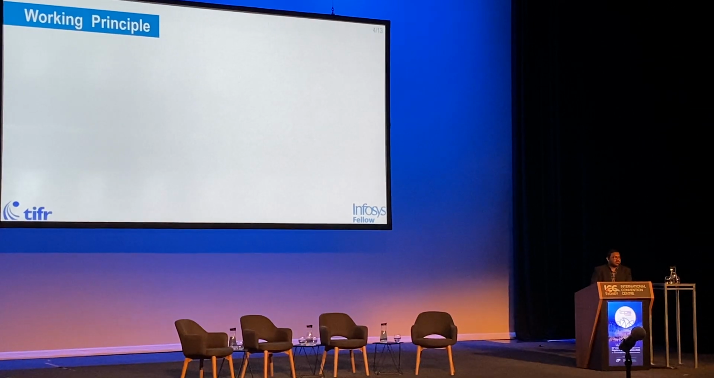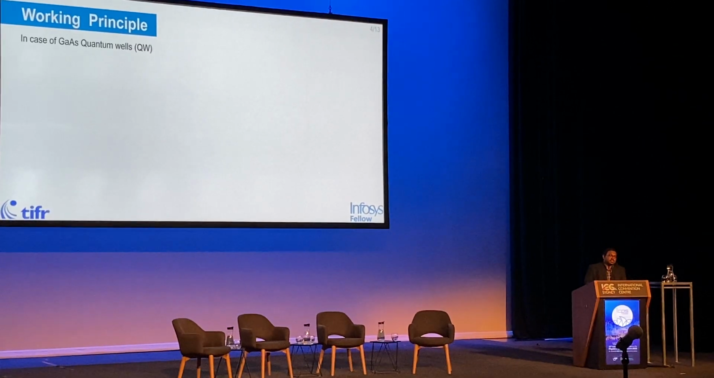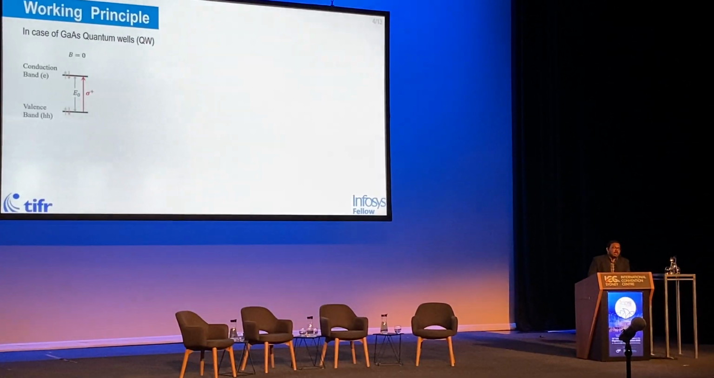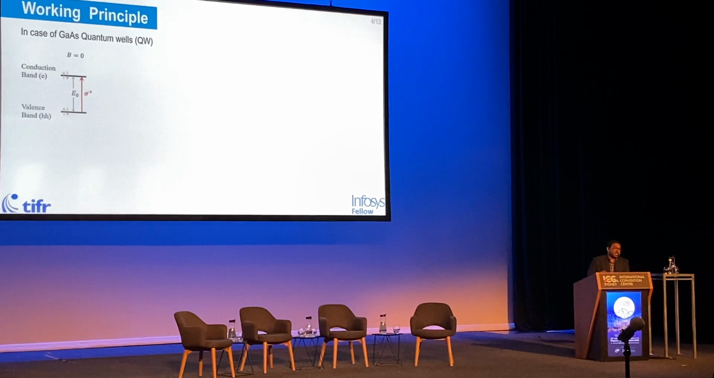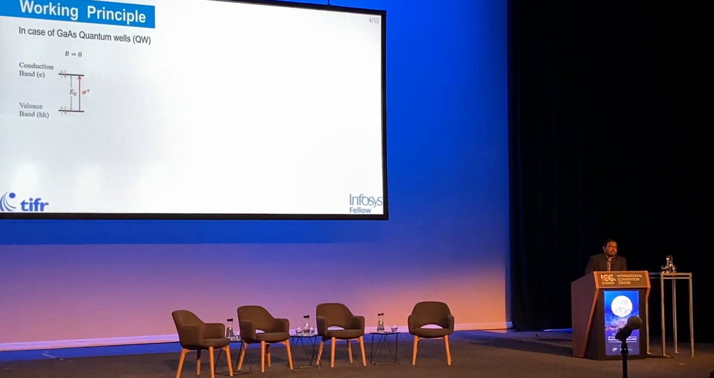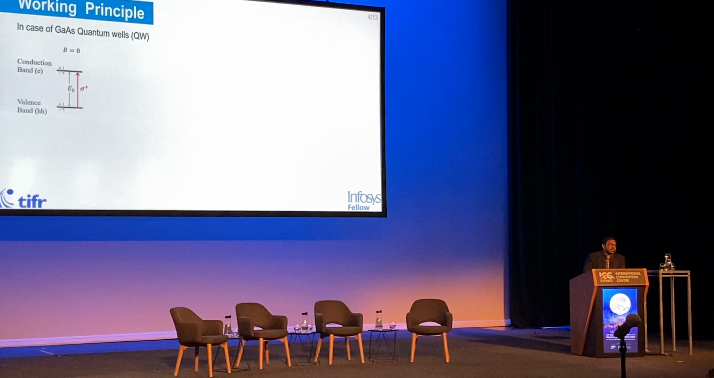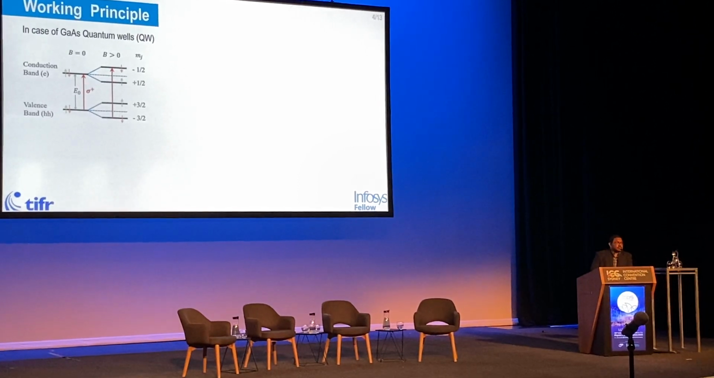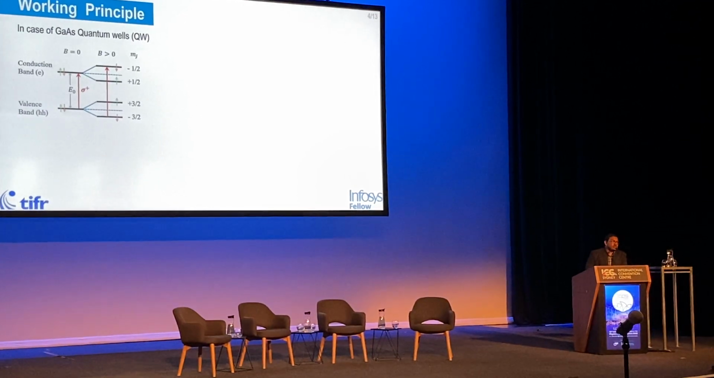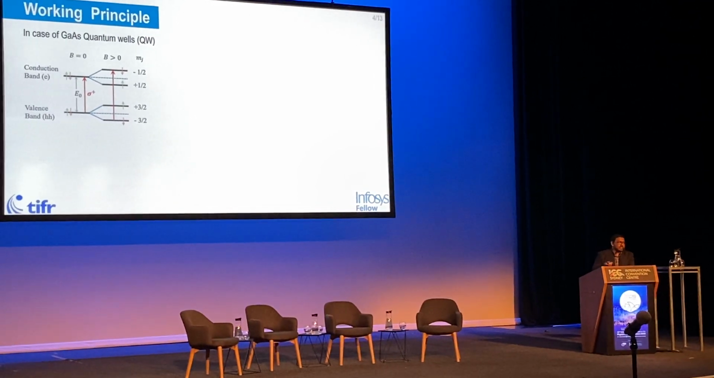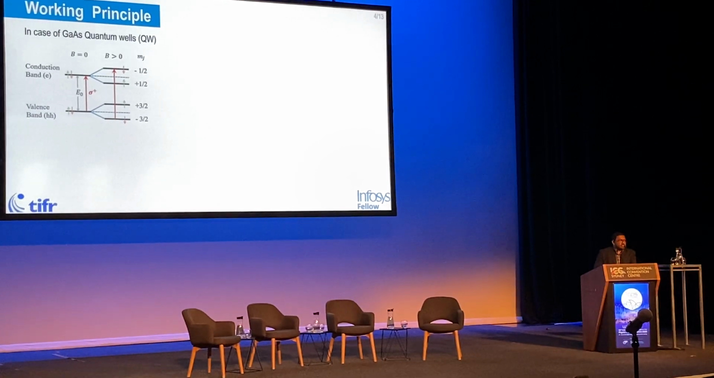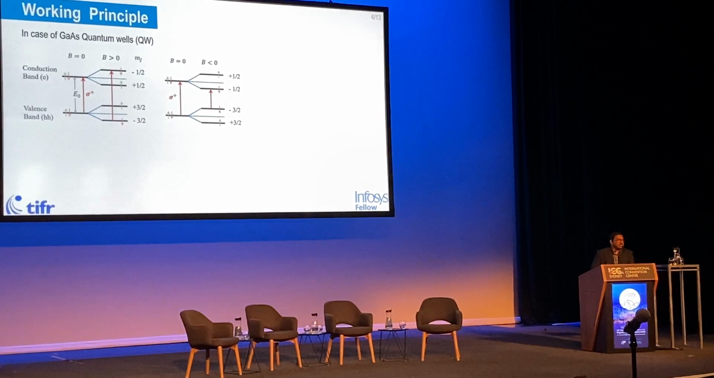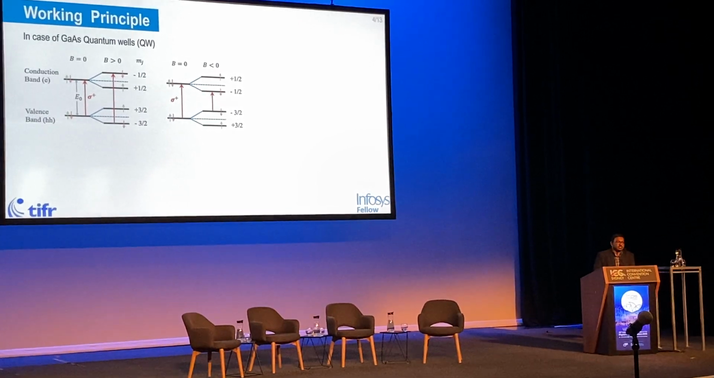Okay, so the working principle we started with: we know that in case of gallium arsenide quantum wells, if we don't apply any magnetic field, the conduction band and the valence band are spin degenerate. And if you want to probe the system with one circularly polarized light, it cannot distinguish between two states. But as soon as you apply magnetic field, there will be Zeeman splitting, and now you can selectively address one state with, say, right circularly or left circularly polarized light. Similarly, for negative magnetic field, you can address the other state with the same polarization of light.